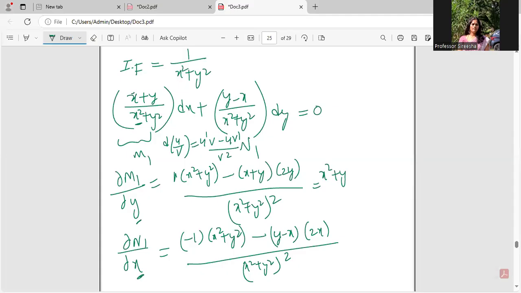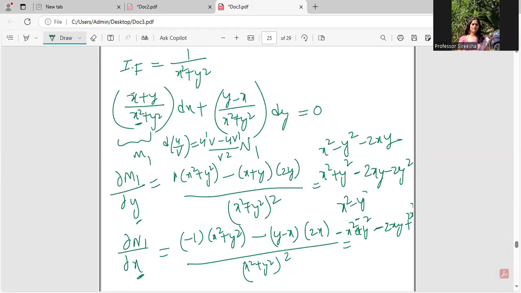X squared plus y squared minus 2xy minus 2y squared. So what I'll be getting is x squared minus y squared minus 2xy in the numerator, and the denominator is the same for both. Of course, x squared plus y squared, minus 2xy, plus 2x squared. There's a minus sign for both of them, right? So plus 2x squared minus x squared would give me x squared, minus y squared is there, minus 2xy is there. I can clearly see both are the same.